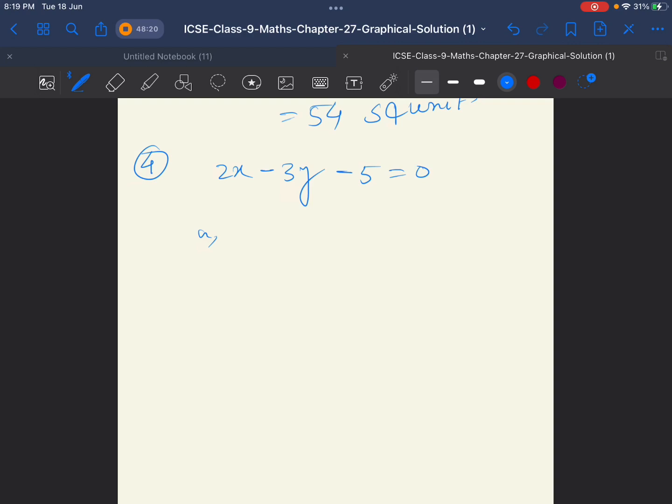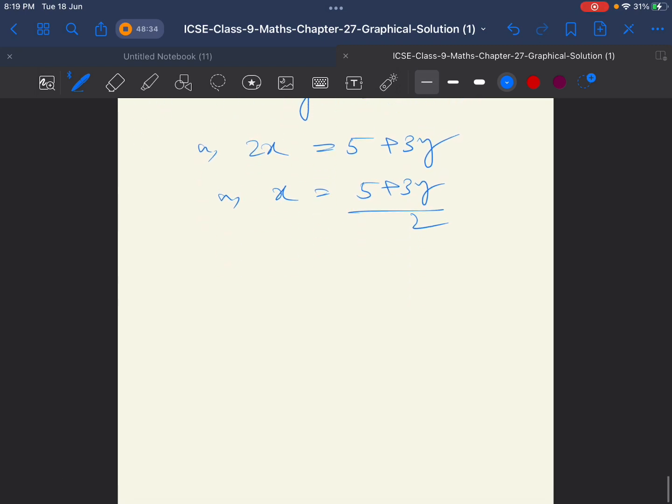So here the equation is 2x minus 3y minus 5 equals 0. First we make x the subject. Here 2x equals 5 plus 3y, or x equals (5 plus 3y) by 2. Now we make the table. The table is x, y. So first we put y equals 0. Then we get 5 by 2. We don't take this point.